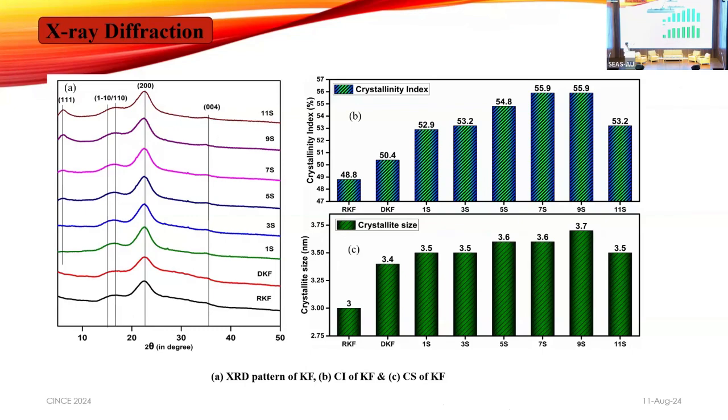You can see that the crystallinity index increases with increasing silane concentration, and at around 9% we obtained the highest crystallinity index and crystallite size. These are calculated using Segal's formula and Scherrer's formula respectively.